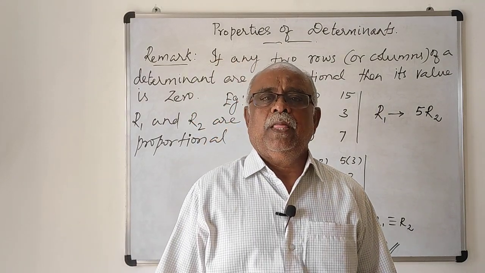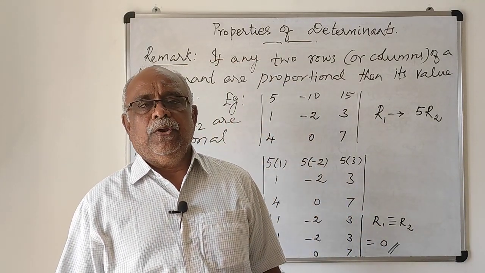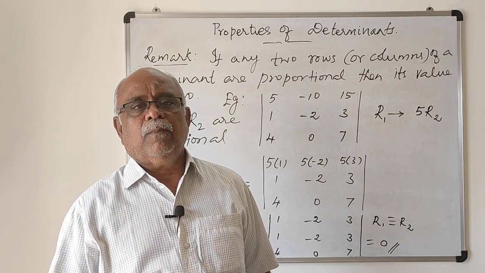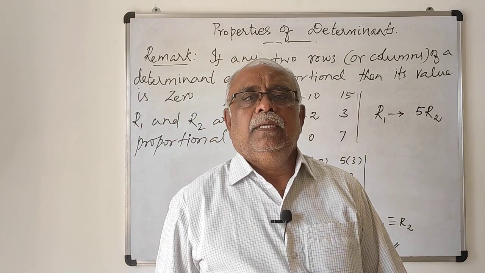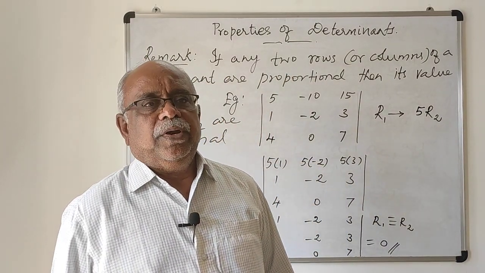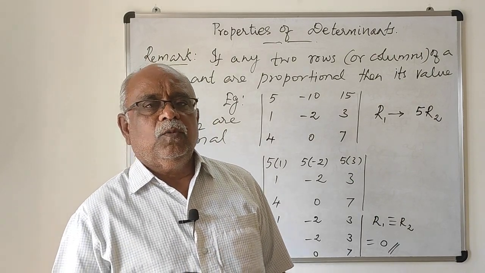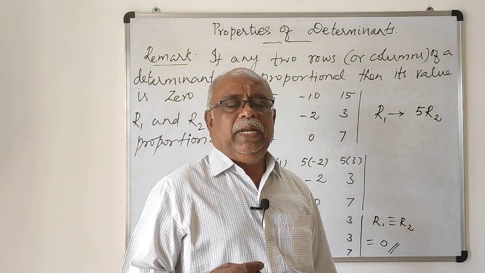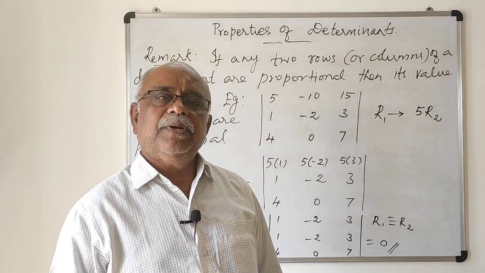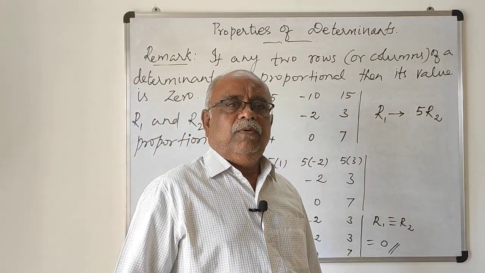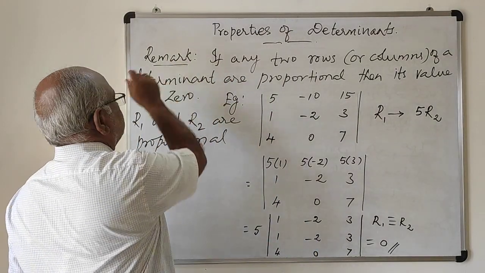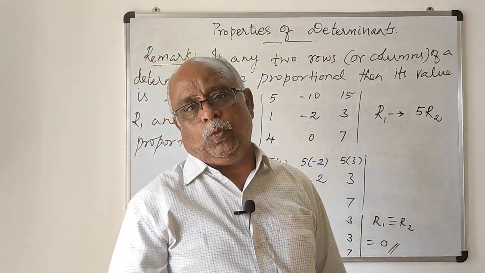My dear students, in the previous video, we have seen the properties of determinants. That is, up to 4 properties we have seen. In this video, I am going to derive property 5 and property 6. The first 4 properties we have seen already. Before going to see the 5th property, there is one remark for the property number 4.